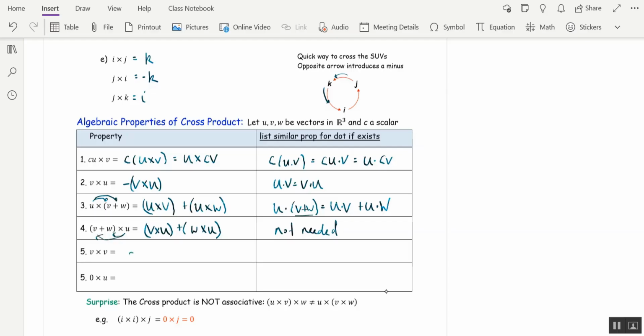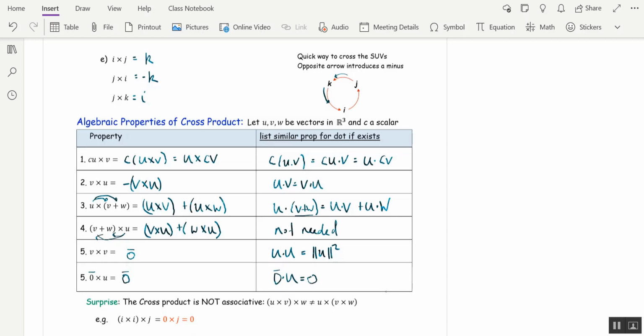All right, V cross V is the 0 vector. The similar property for dot is U dot U is the length of U squared. So very different there. And then 0 cross U. First of all, that's got to be the 0 vector because you can only cross vectors in R3. So 0 cross U is the 0 vector. And we have a similar dot property. If I take the 0 vector and I dot it with U, I get 0, the scalar.